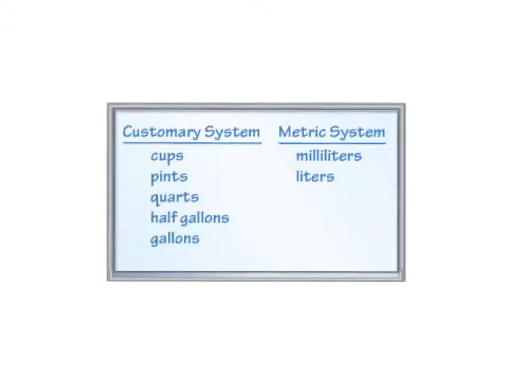So the customary system, which we did previously, is the cups, pints, quarts, half gallons, and gallons. And we talked about there being 2 cups in a pint, 2 pints in a quart, 2 quarts in a half gallon, and 2 half gallons in a gallon. So if I wanted cups, I'd have to go back and back and back. Well, today we're talking about the metric system.